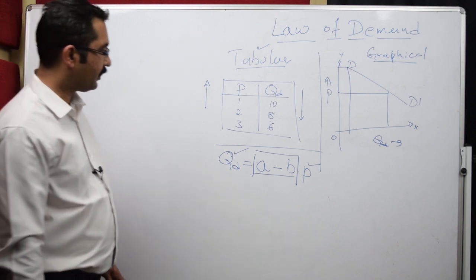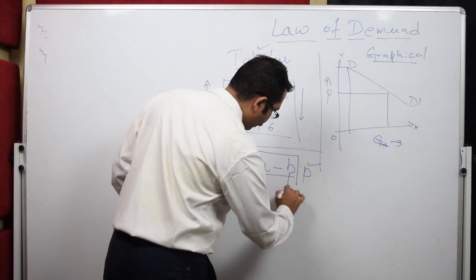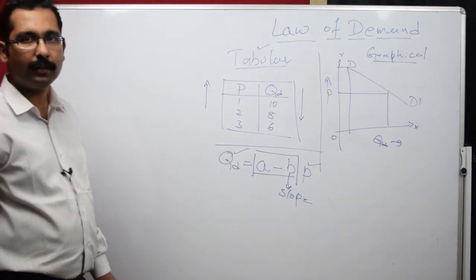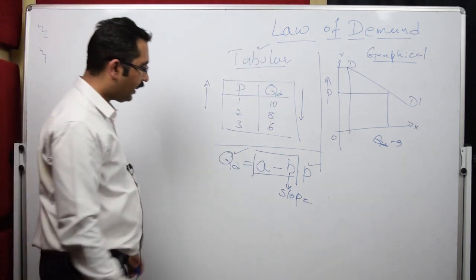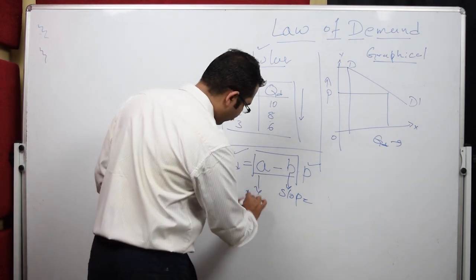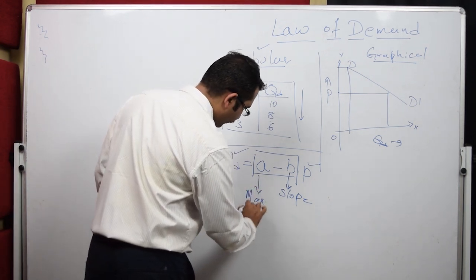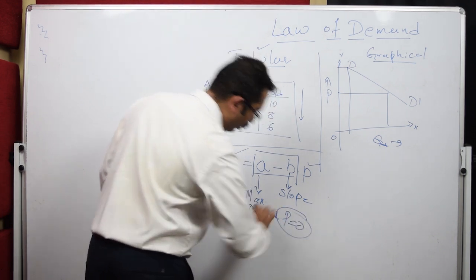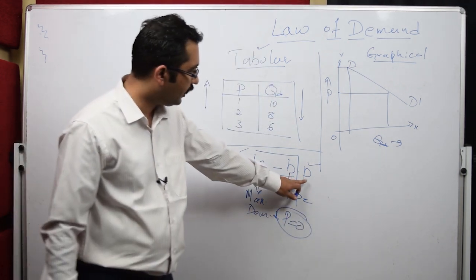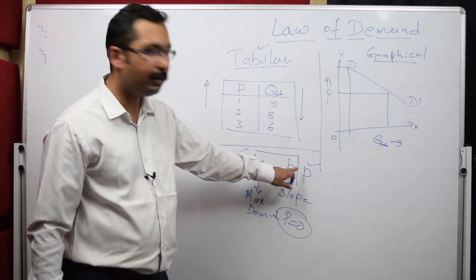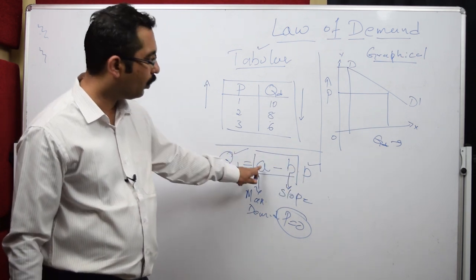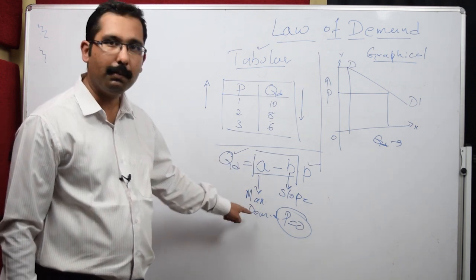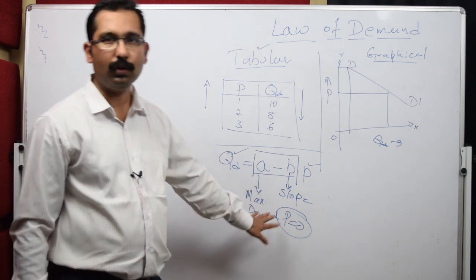Now what does B represent? B represents the slope of the demand curve. And what does A represent? A represents the maximum demand that can be achieved when P is equal to 0. If P is equal to 0, 0 into B becomes 0 and QD will be equal to A. So A is representing the maximum demand when price is exactly equal to 0.